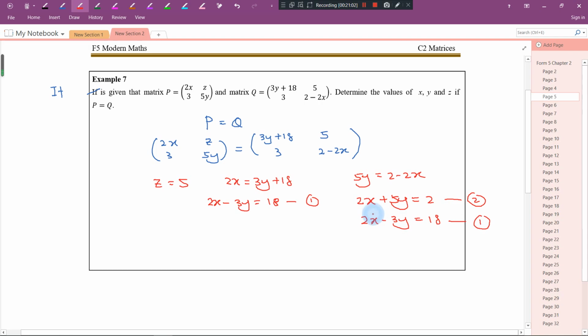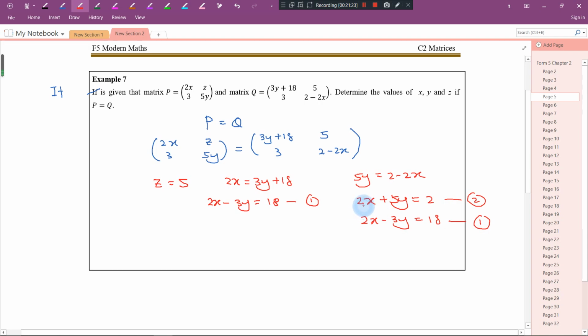So the next thing is to eliminate one of them. For this type of equation, simultaneous linear equation, if you don't want to use the elimination method, you can use substitution method as well. Just use the method that you are more familiar with. Okay, here I will show you how to use elimination method to solve this one.